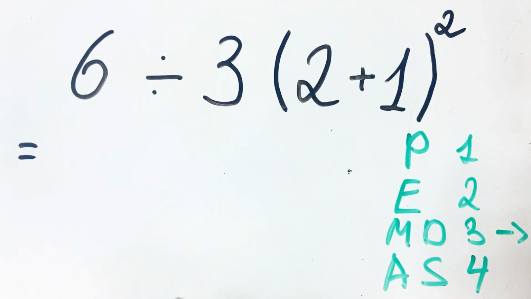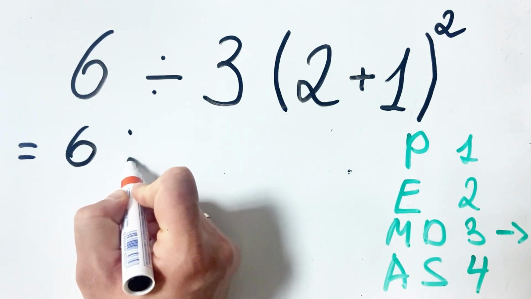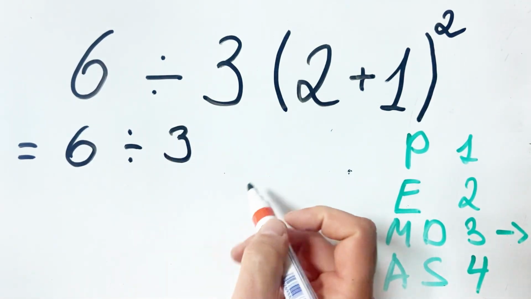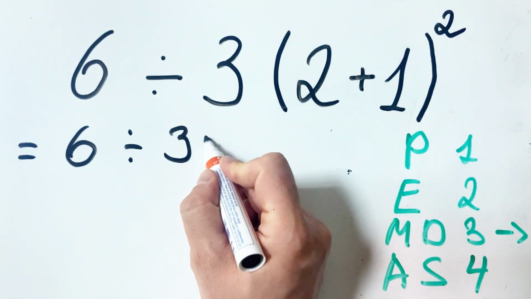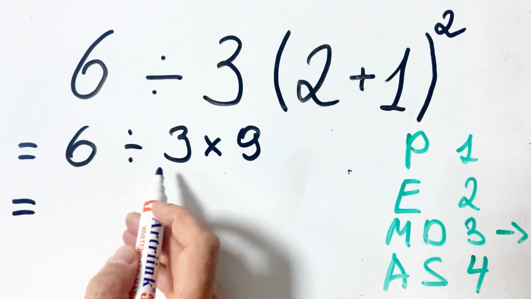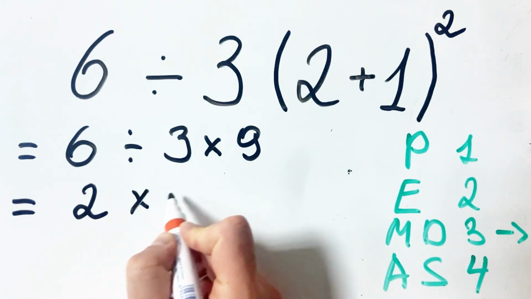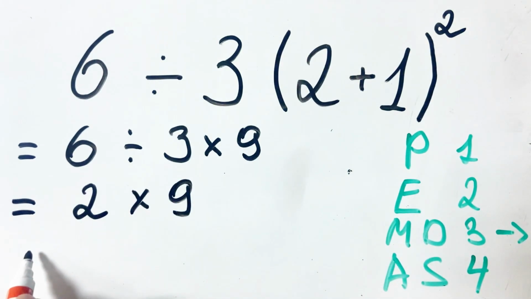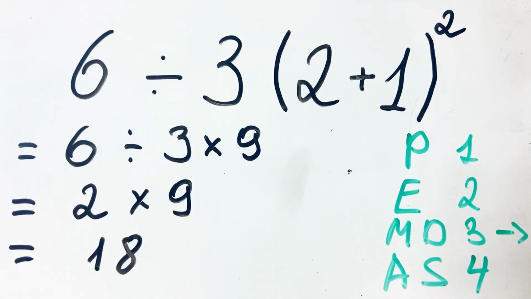Therefore, what we get is, first we do what's inside the parentheses, so we get 6 divided by 3, 2 plus 1 squared is 3 squared, and it's multiplied by 9. Then what we get, 6 divided by 3 is 2, multiplied by 9, and is equal to 18.